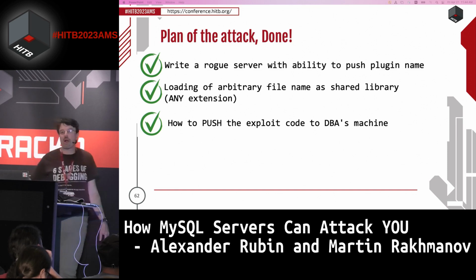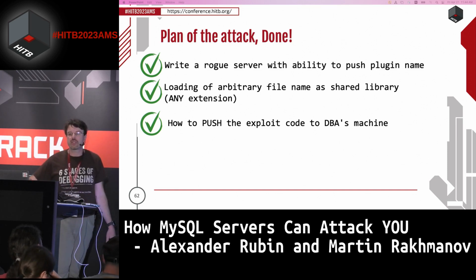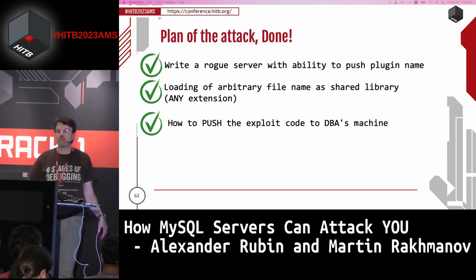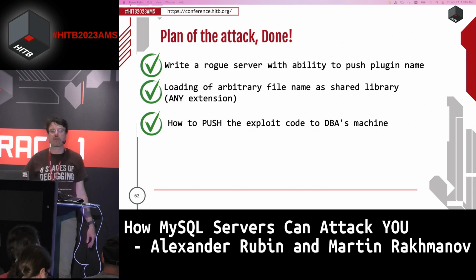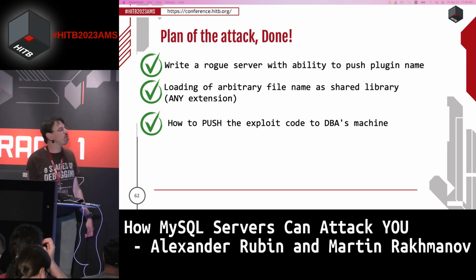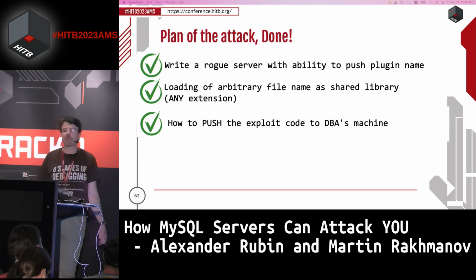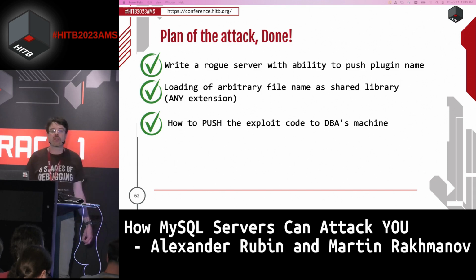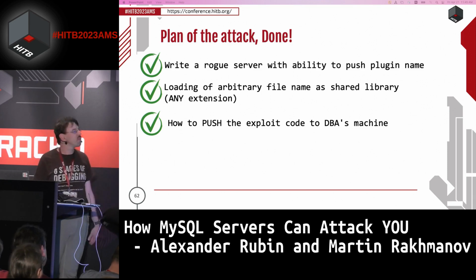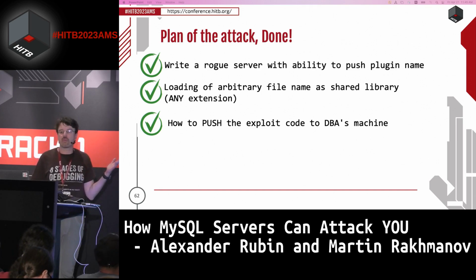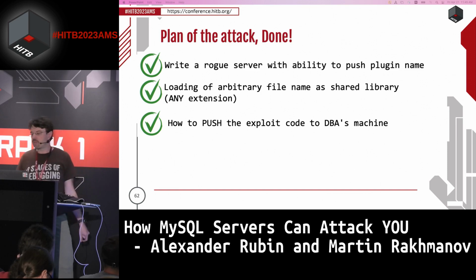So this is our attack successfully demonstrated. We wrote a rogue server with the ability to push the plugin dir. It's a fake server in Python. Because of the buffer overflow, we were able to load an arbitrary file, for example, a PDF file that someone sent you via LinkedIn, and you just saved it. We demonstrated how this works by pushing arbitrary code with init in it.